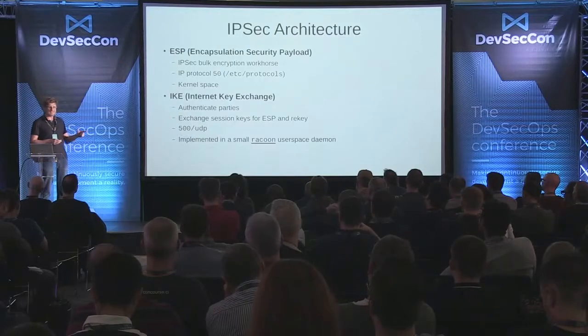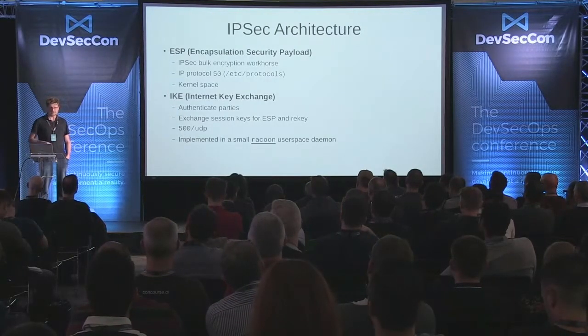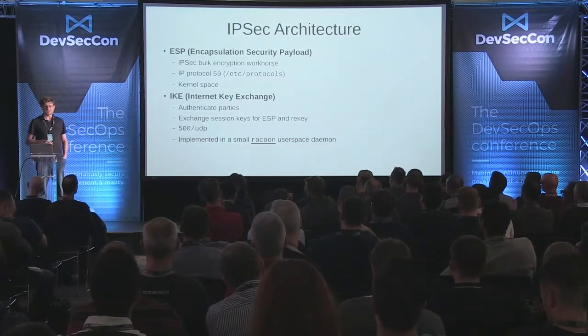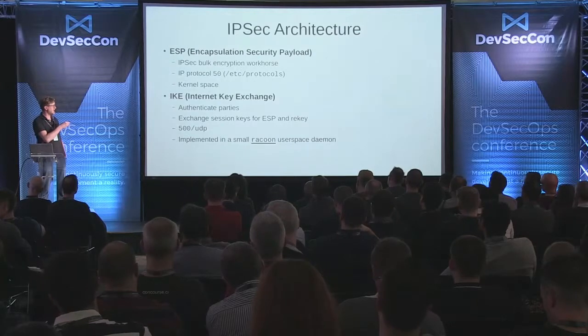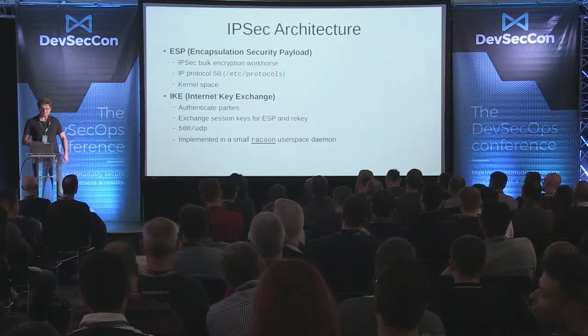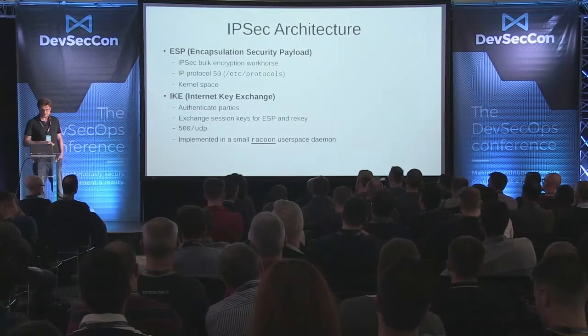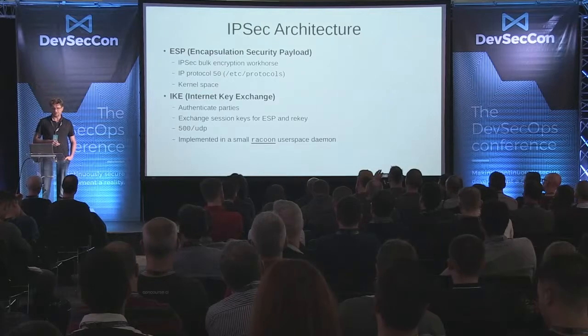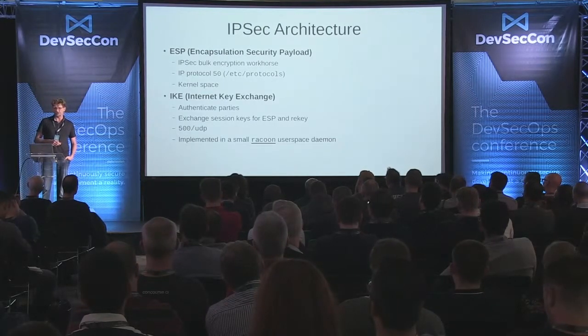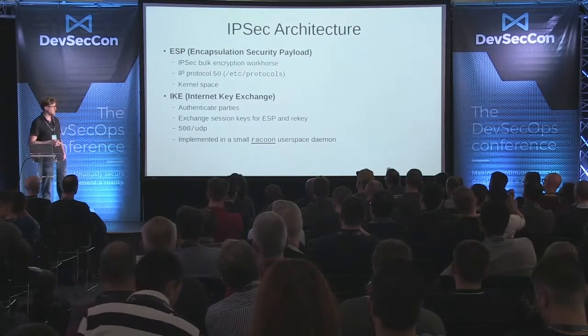And then for keying, for essentially establishing the authenticity of the communicating servers and for exchanging keys, you got IKE, the Internet Key Exchange protocol, which works on port 500 UDP. Implementation-wise, it's implemented by a very small footprint rekeying user space daemon that just sits in memory and talks to the other hosts.